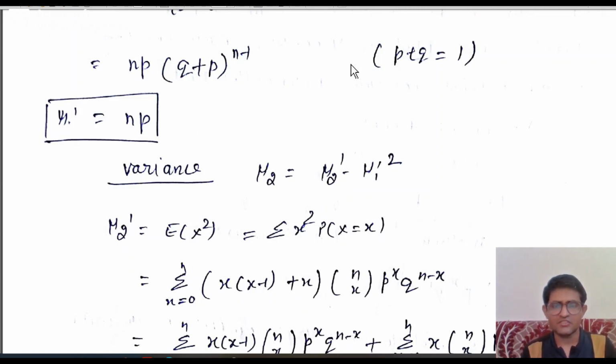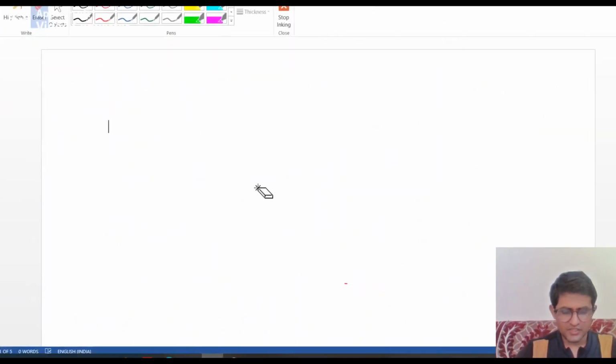In the previous lecture we found mu1 dash, meaning the mean, equal to n into p, the number of events into probability. Now in this lecture we will discuss how to find variance with the above probability mass function of the binomial trial. Let us start.